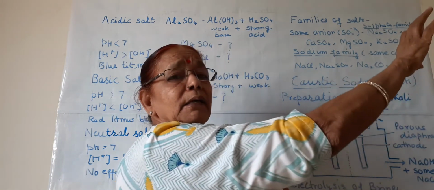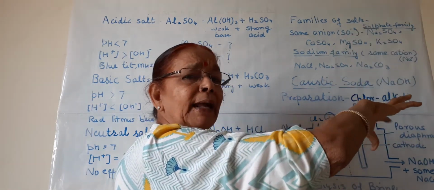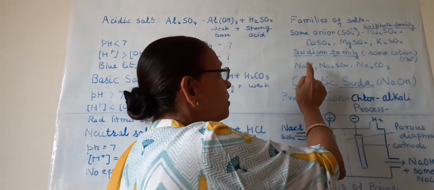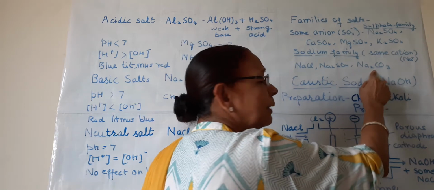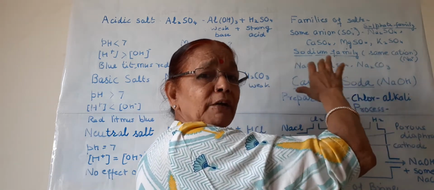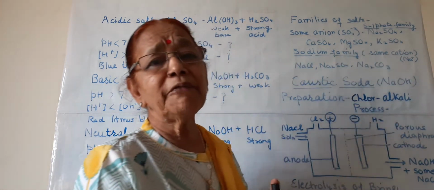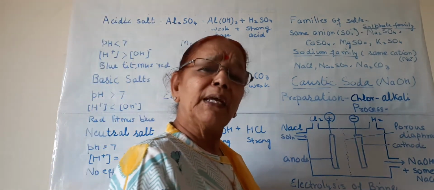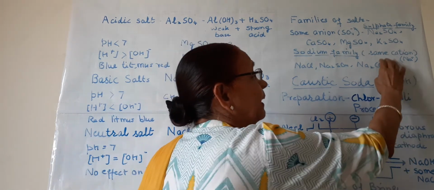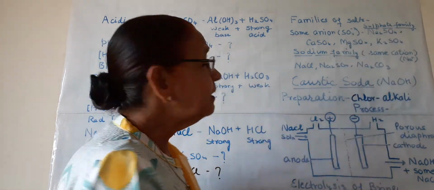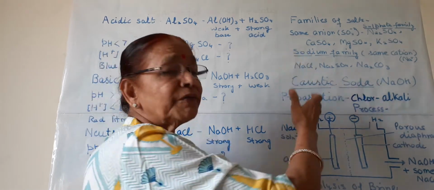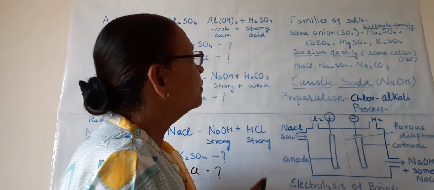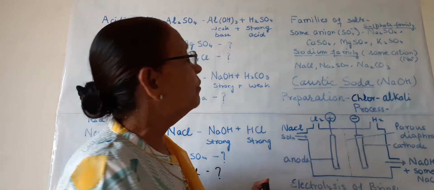All the salts having sodium as cation will be under the sodium family, like sodium chloride, sodium sulfate, sodium carbonate. So all the salts with sodium are in the sodium family. Likewise, we have the magnesium family, the potassium family, a family with any cation or any anion. This is just a way of classifying different salts into different families. So this is the general discussion about salts.